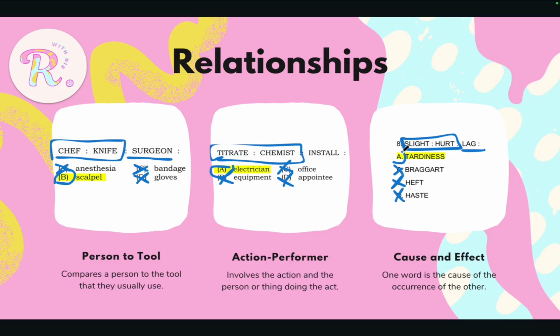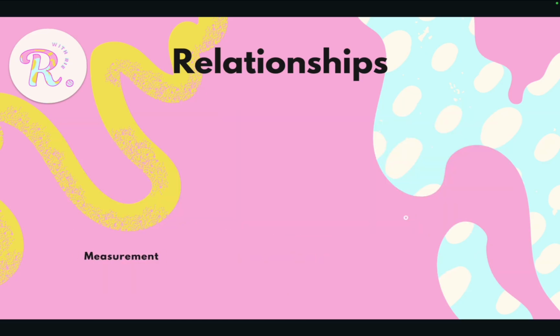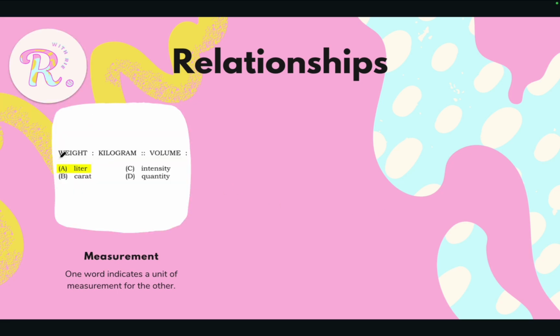So that would leave us to tardiness, which is the quality of being late. Moving on, we also have measurement. So one word would indicate a unit of measurement for the other. Keep in mind the difference between the English system and the International System. Okay, so first pair, weight is to kilogram. We know that kilogram is a unit of weight, specifically an SI unit.